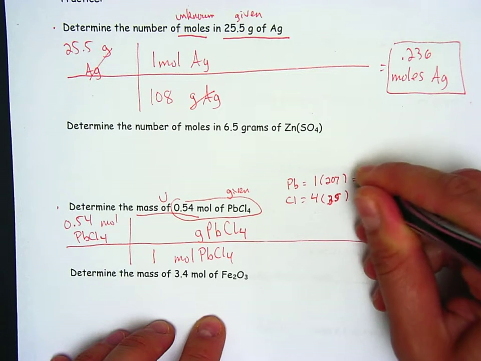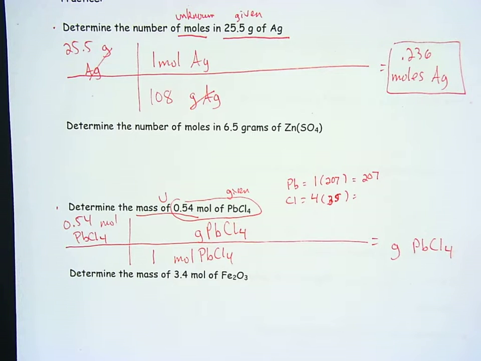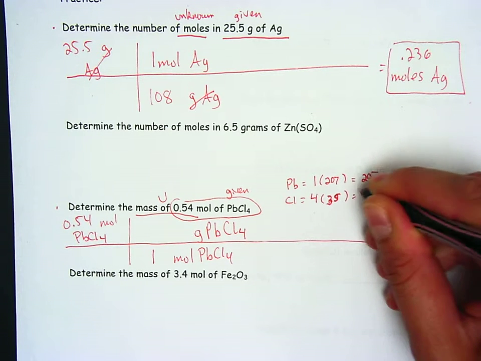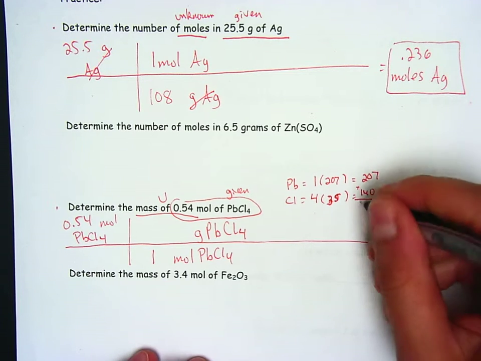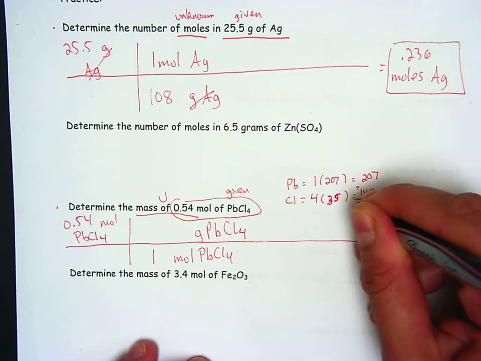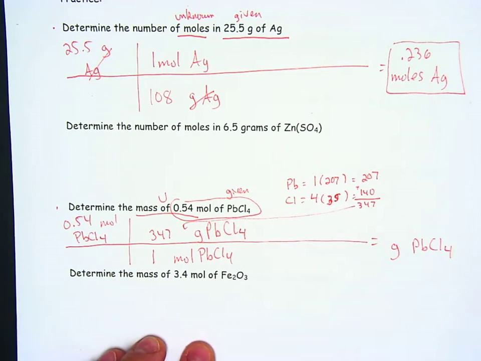That's a 35. Okay. So 207 times 1 is 207. 4 times 35 is 140. And then you add up that total. So 140 plus 207, you get 347. And that's what goes here. So that's the total mass. So these problems with the molar masses with the compounds are a little more difficult because you have to kind of do this little side calculation.